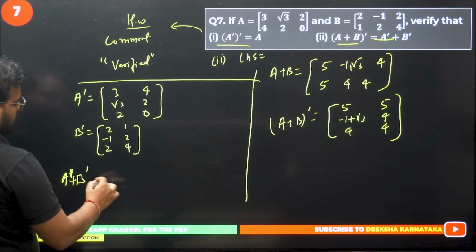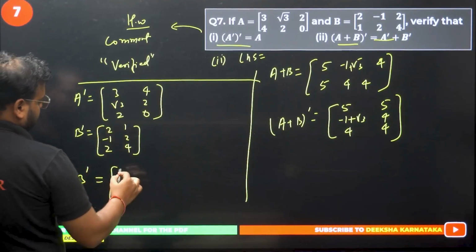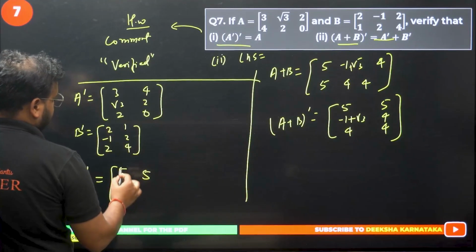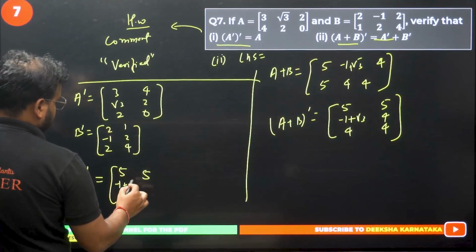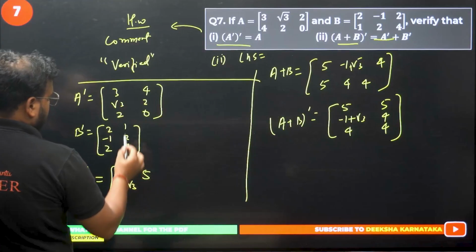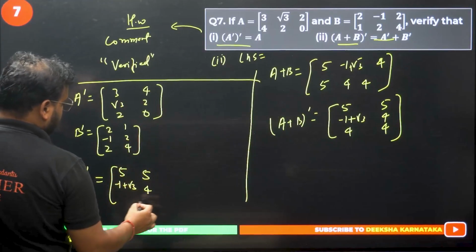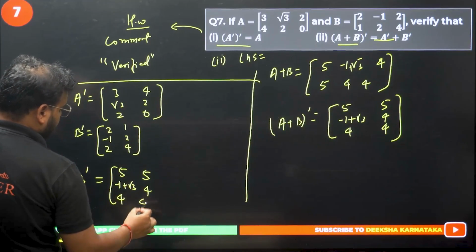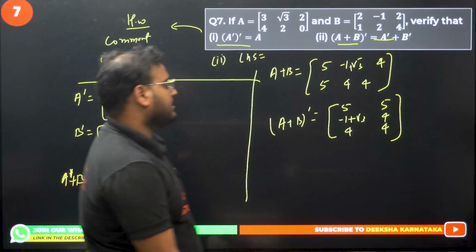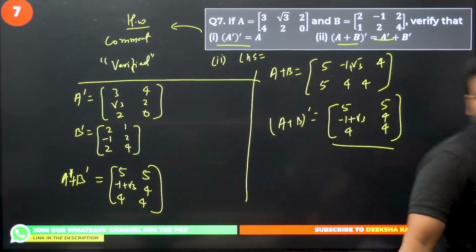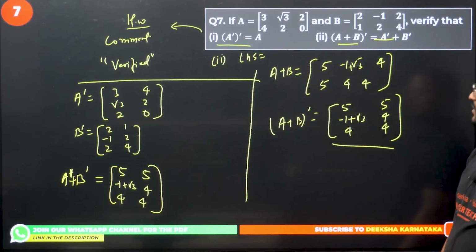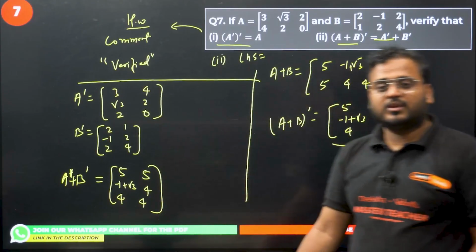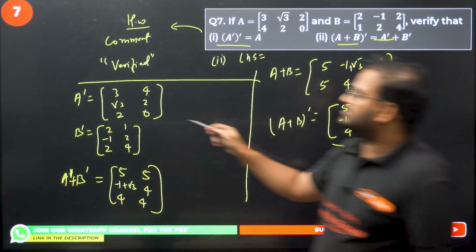Add these two. You end up with 5, 5 minus 1 plus root 3, and this will be 2 plus 2 is 4, 4 and 4. Please check. Same thing: 4, 4, 4, 5, 5 minus 1 plus root 3, minus 1 plus root 3. So whether you take LHS or RHS, it comes the same thing.